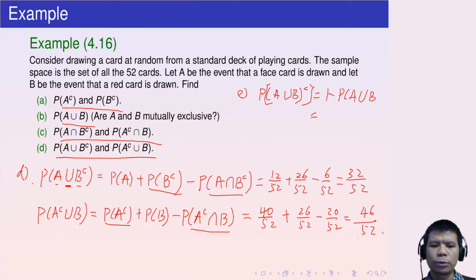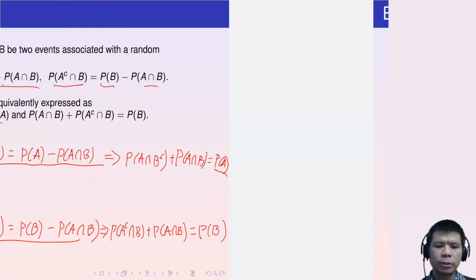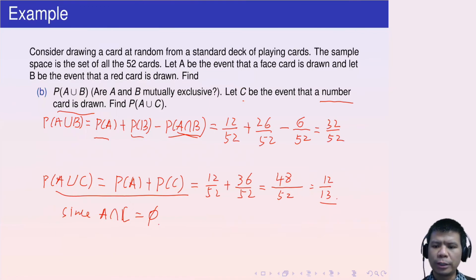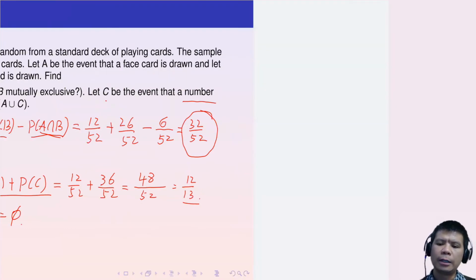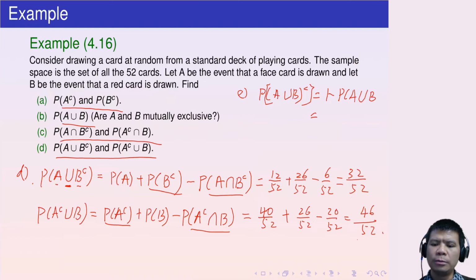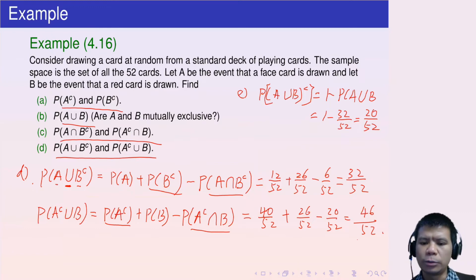As we know, the union is already found when we talked about the addition rule. So this union is already found here, 32 over 52. Therefore, we can just plug in here. It's 1 minus 32 over 52, so that's 20 over 52. Okay, so that's the probability of this one, right? So this uses the complement rule, addition rule, difference rule, and addition rule, right? So we can use all this.